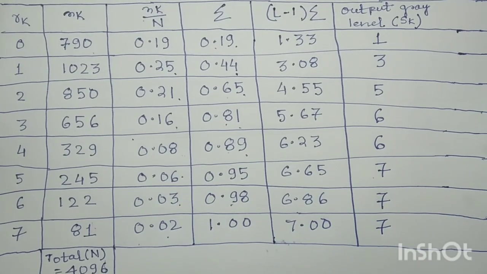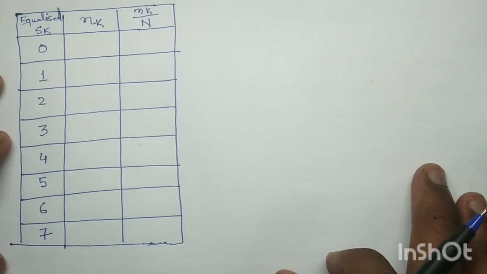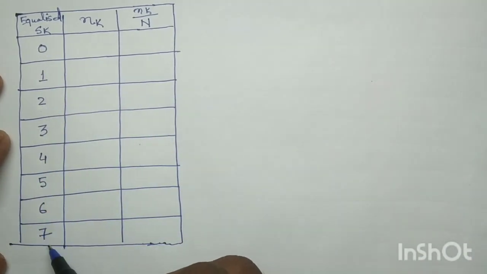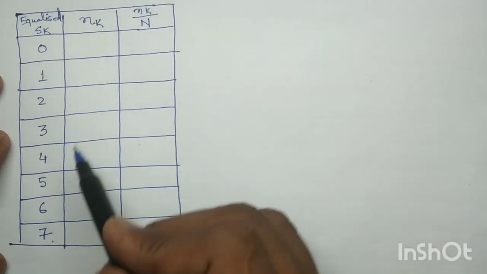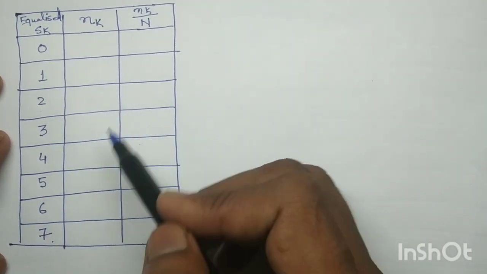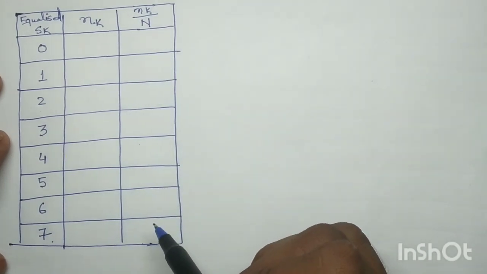Next we will make an output table, and this output table consists of 3 columns. In the first column you will mention the equalized gray level, that is the output gray level. In the next column you write its number of count for each gray level, and in the third column you will determine the normalized number for each gray level.